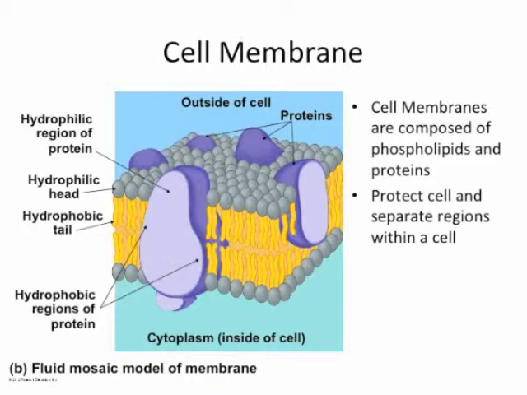Okay. So membranes are made out of phospholipids and proteins. And the phospholipids create this bilayer that prevents substances from moving across it. Okay.